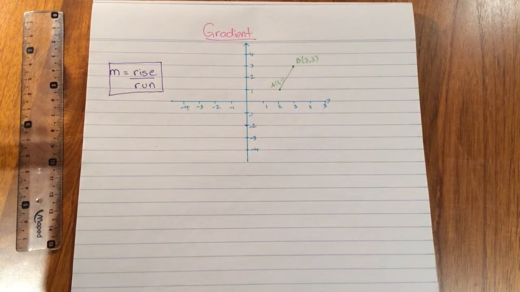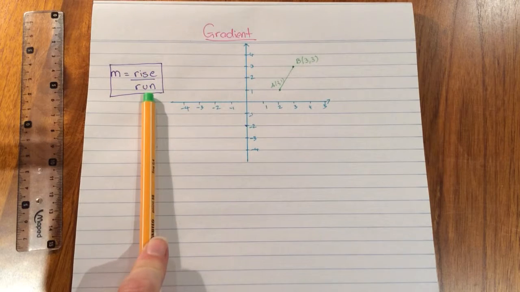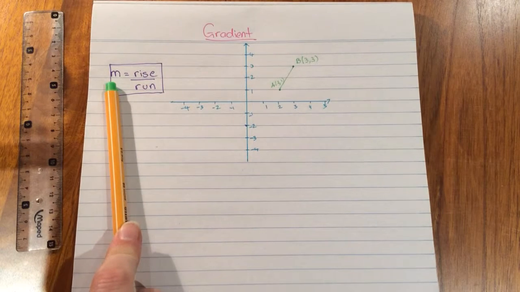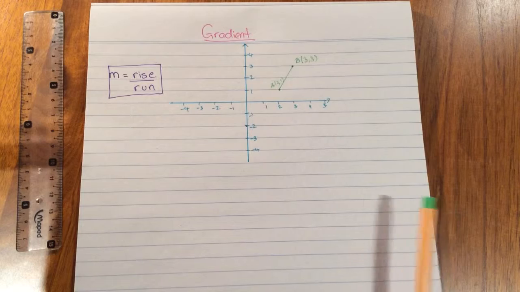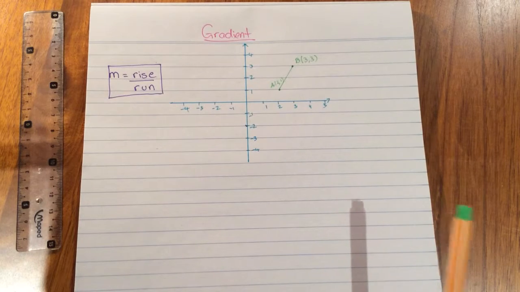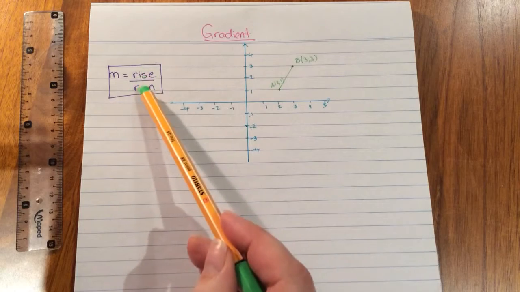Now, the gradient of a line, sometimes called the slope or the rate of change of a line, is given by the rule rise over run. Remember, we use the letter m, lowercase m, to represent gradient, because we all know gradient starts with m. Yeah, mathematicians aren't very good at spelling. So we're going to use this rule, rise over run.